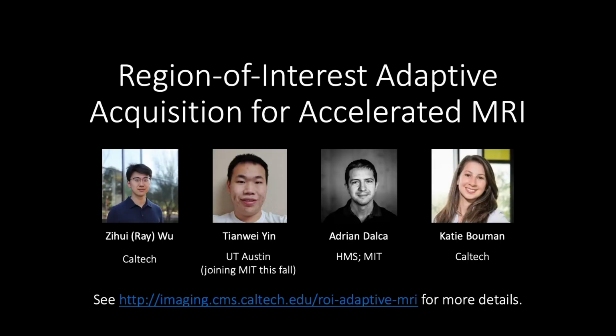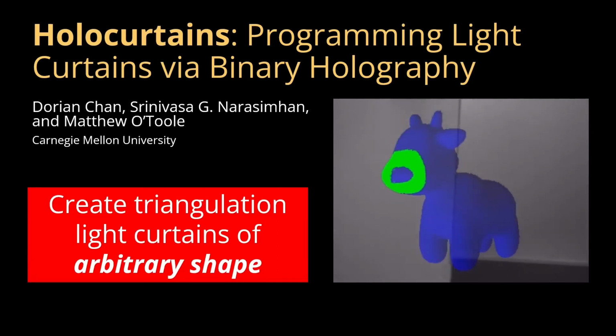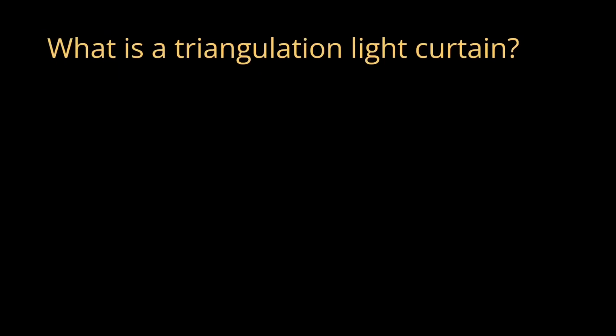Thank you for watching. In our work, we develop a novel approach for creating triangulation light curtains of arbitrary shape. To start, you might ask, what exactly is a triangulation light curtain? Well, these systems aim to selectively image a particular 3D region of space while ignoring everything else in the scene.